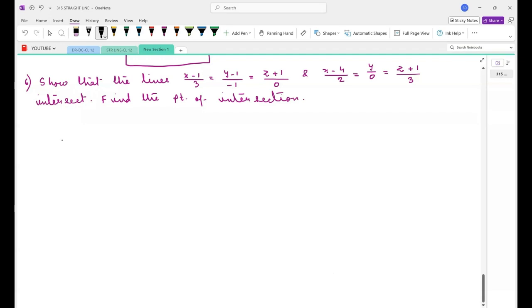Okay, sum number 6 says that the equations in the Cartesian form of two lines are given. We have to show two things. First, we have to show that these two lines intersect, and then we have to find the point of intersection. So let us name the first line L1.